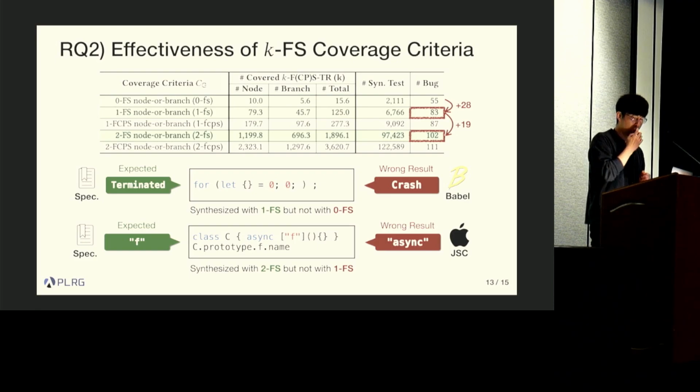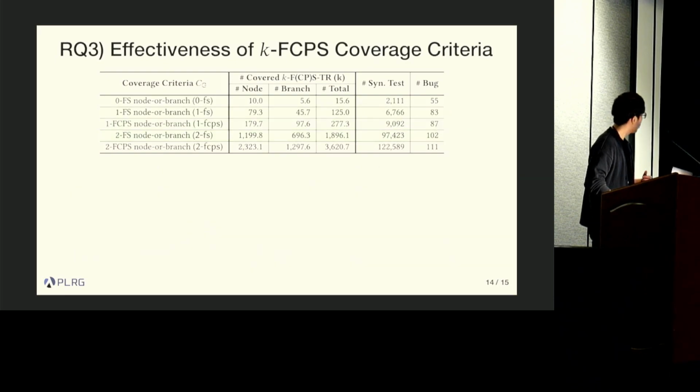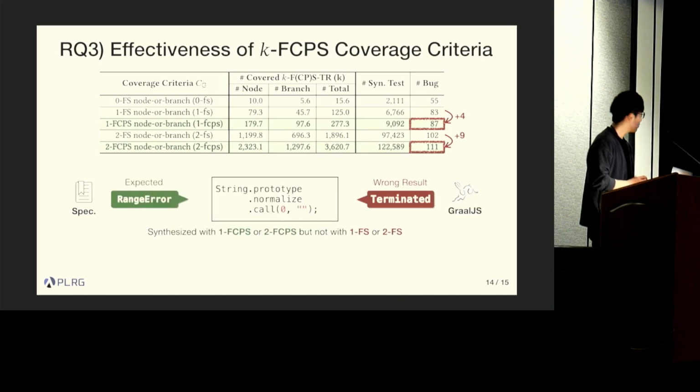Finally, we also evaluated the effectiveness of feature call path coverage criteria. After applying call path extensions, we can detect 4 and 9 more conformance bugs. This program can only be synthesized with feature call path extensions. The expected result is a range error, but in GraalJS, this program terminates normally without any exception.